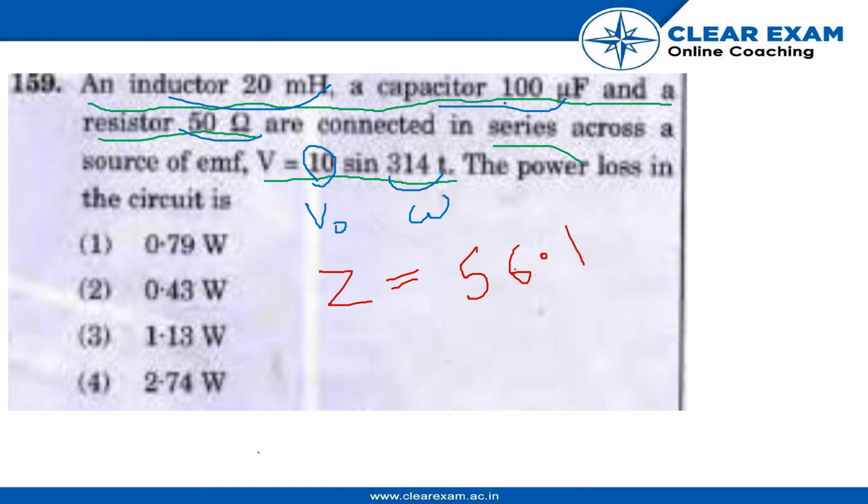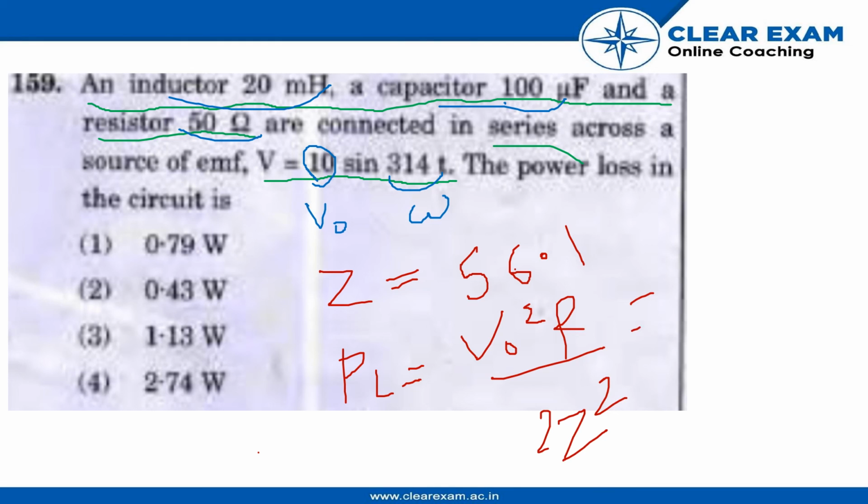Now the value of power loss. Power loss equals V0 square R upon 2Z square. So if we just put the values, our answer will be 0.79. So option A. Thank you.